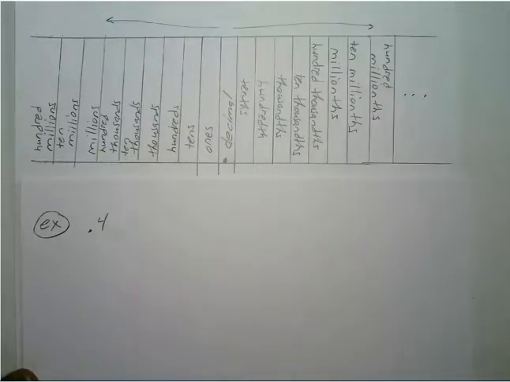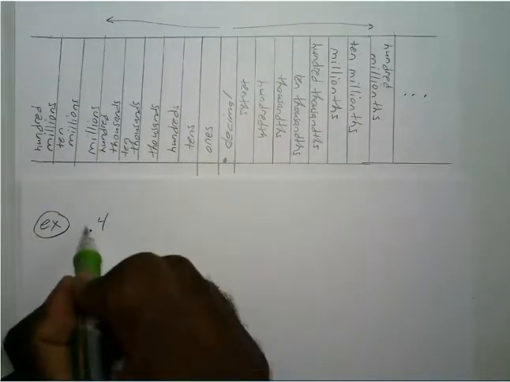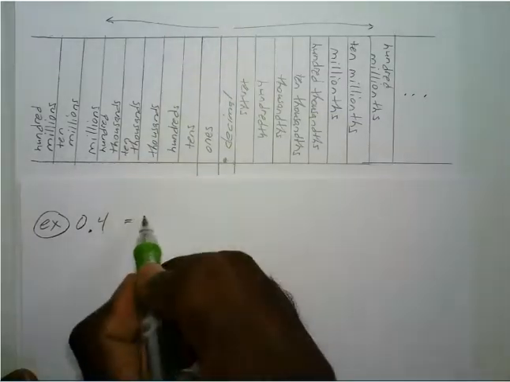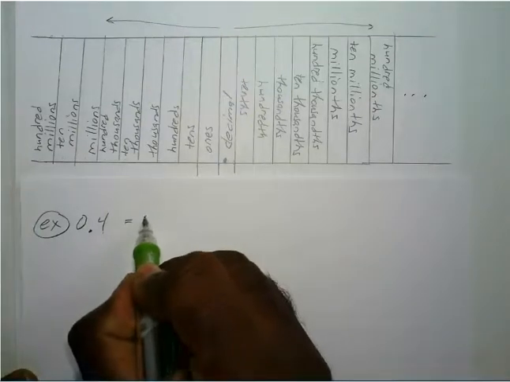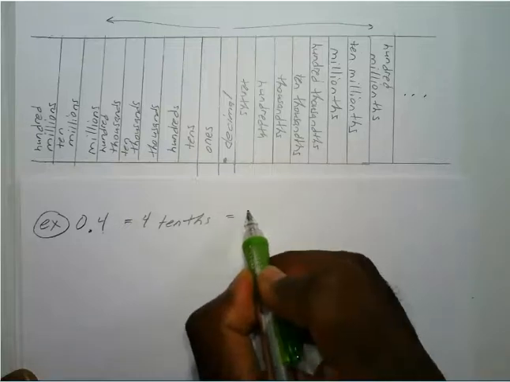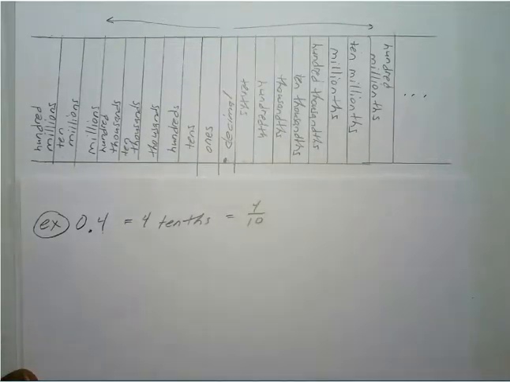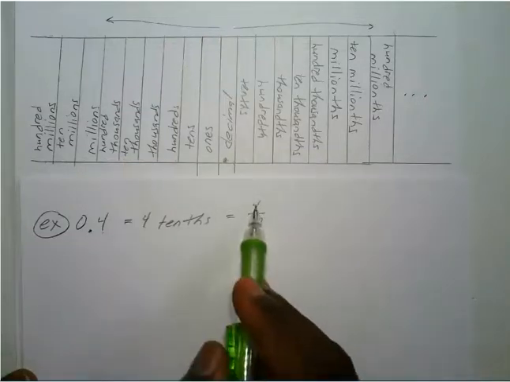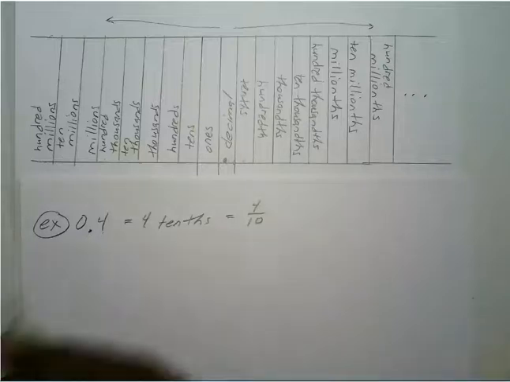look at 0.4, or you can write .4, it's the same thing. You have one space to the right of the decimal. So this is actually 4 tenths, which is 4 over 10. If you plug in 4 divided by 10 in a calculator, this is what you'll get.